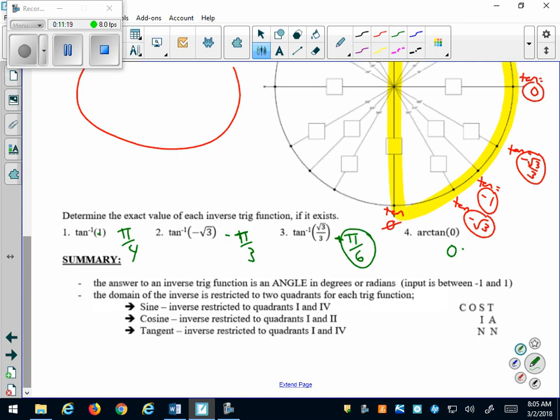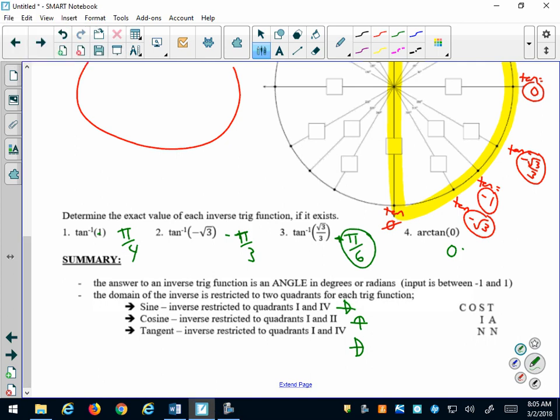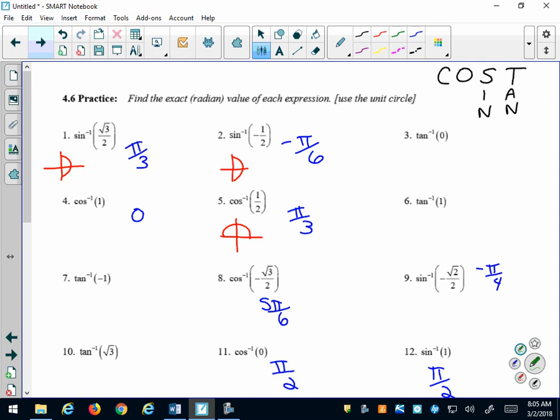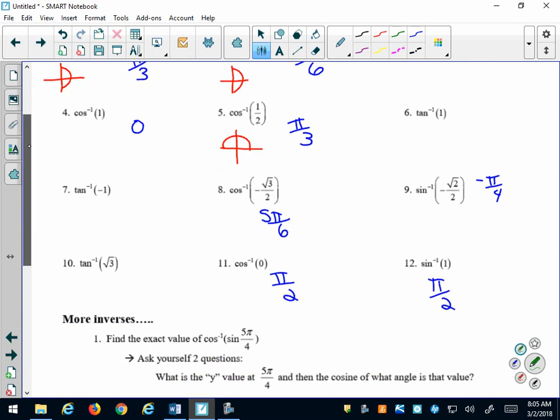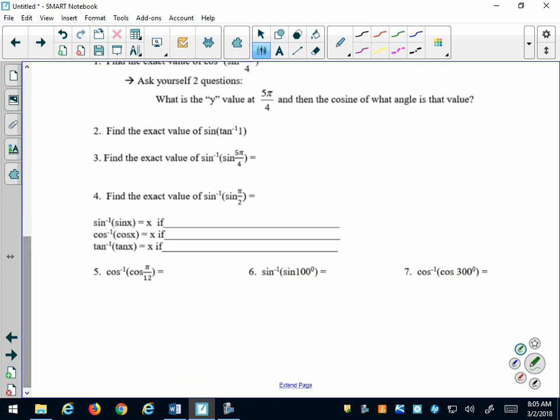Okay, and then this is just a summary of these visuals. Sine is these two. Cosine is these two quadrants. And tangent is the same as sine. And there's our trick again. All right, so any questions on sine or cosine or inverse tangent?